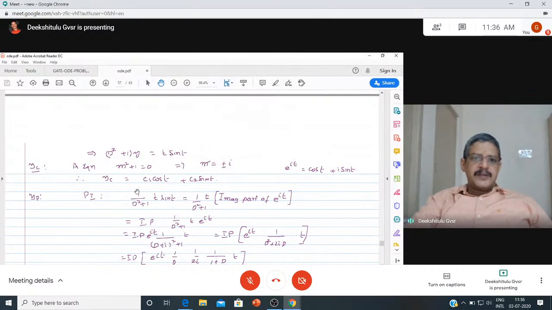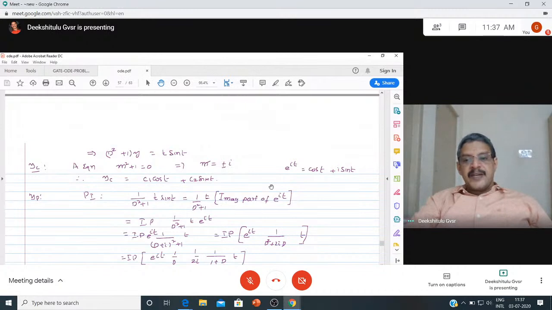So the particular integral is 1 by D squared plus 1 of t sin t. So whenever you have multiplication of t into V of t, we have done this. Another important technique is, we know that e power, this is a very important technique for many types of problems. Observe this, understand this method.